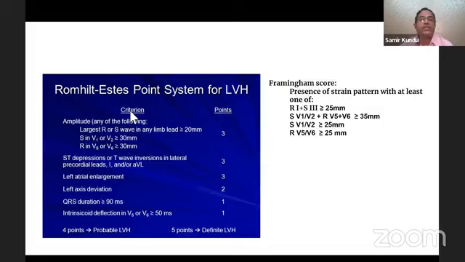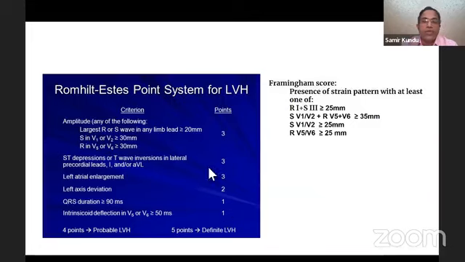The Romhilt-Estes point score system for LVH has 13 points. A score of 5 or more points is suggestive of left ventricular hypertrophy. Three points for voltage criteria, and 3 points for ST depression and T wave inversion in a patient without digoxin. In a patient with digoxin, it is only 1 point. Left atrial enlargement, 3 points. Left axis deviation, 2 points. QRS duration more than 90 milliseconds, and intrinsicoid deflection more than 50 milliseconds.